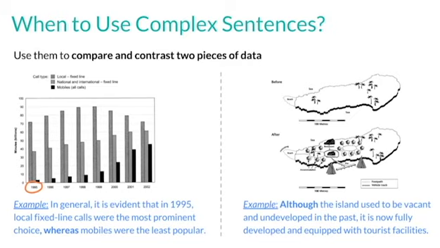So these are the type of sentences that the IELTS examiners are looking for. They want to see if you're able to form such complex structures. So make sure that you use some complex sentences in your writing to show off your grammatical range.